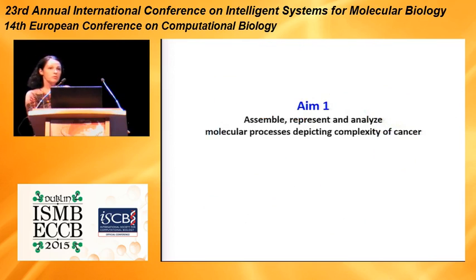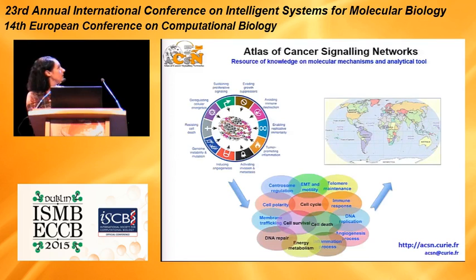Since I'm coming from Institut Curie, which is a cancer institute, our interest is signaling involved in this disease. Cancer is a very complicated disease, and practically everything is perturbed there. Given that all signaling in a cell is talking to each other, it's very important to assemble and represent cell signaling together. Our aim is to depict the complexity of cancer. For that, we initiated the Atlas of Cancer Signaling Network.